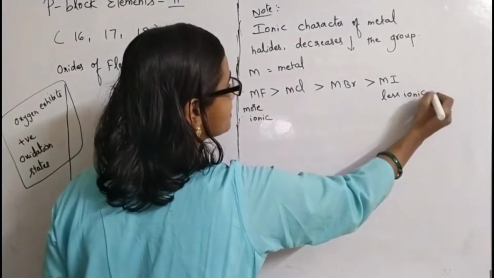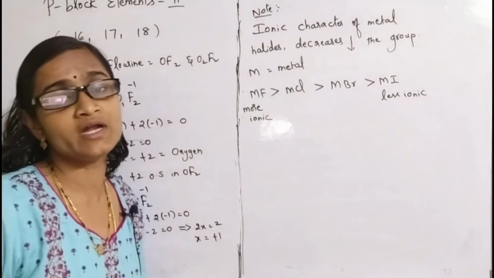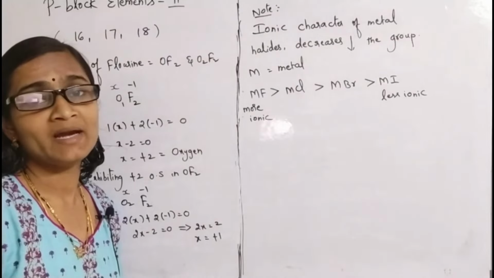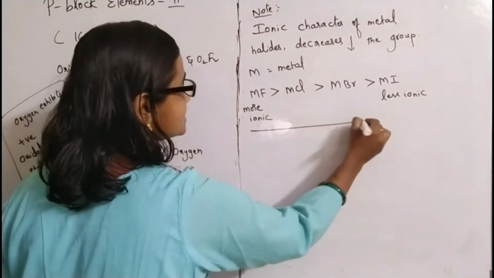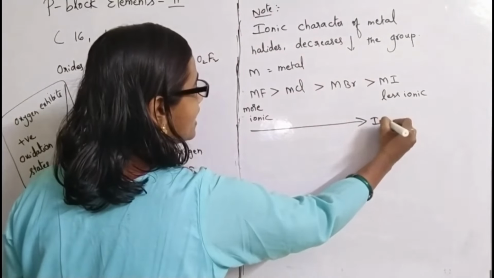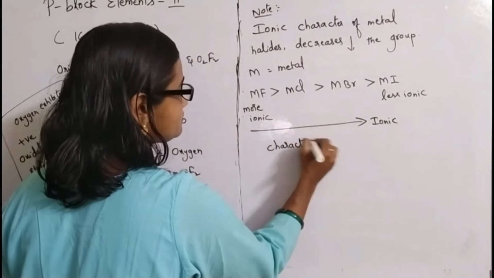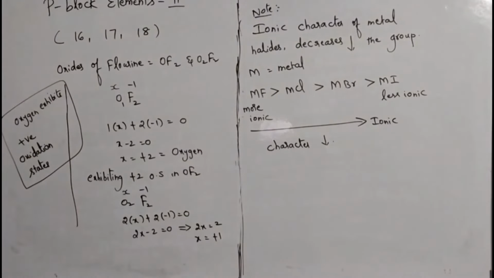You have learnt about these points even in Fajan's rule, in chemical bonding, where we learnt about metal halides. Please remember, the ionic character of metal halides decreases down the group. This point also please remember.